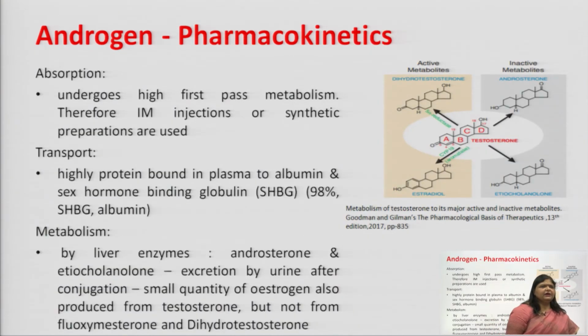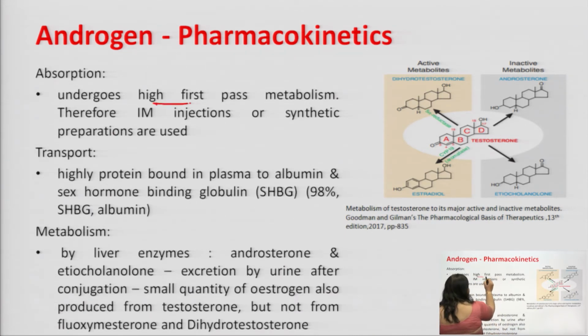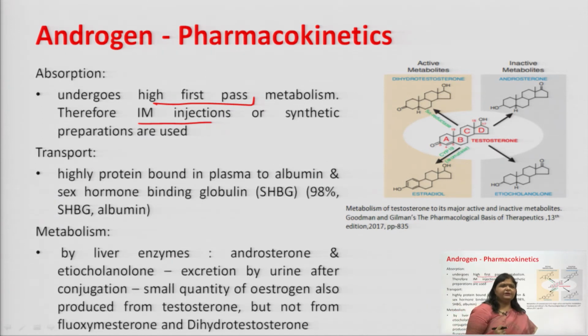Now coming to its pharmacokinetic properties, these androgens are not active orally, they cannot be given by the oral route. Why? Because they undergo very high first pass metabolism. Therefore, the oral route is not preferred. So we can give them by intramuscular injections, or if the drug is to be given by the oral route, then various synthetic preparations are used.